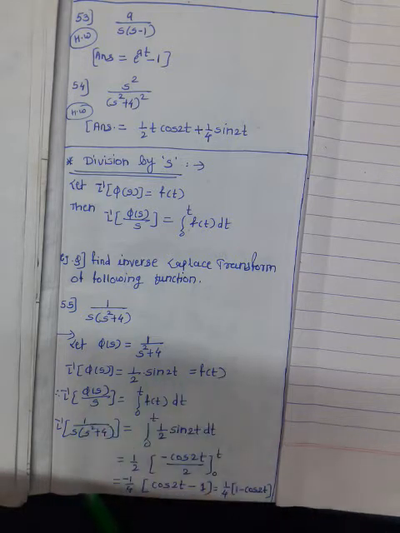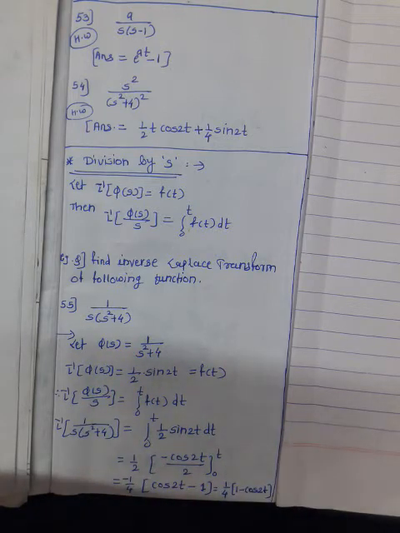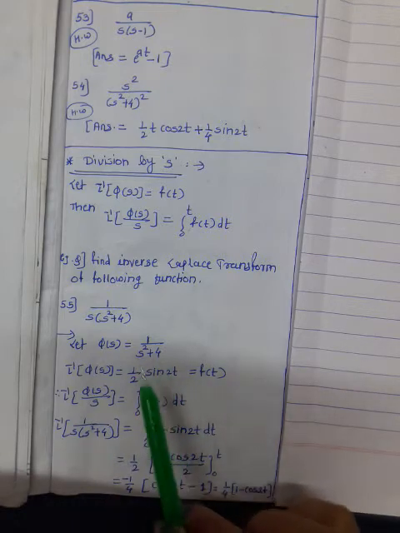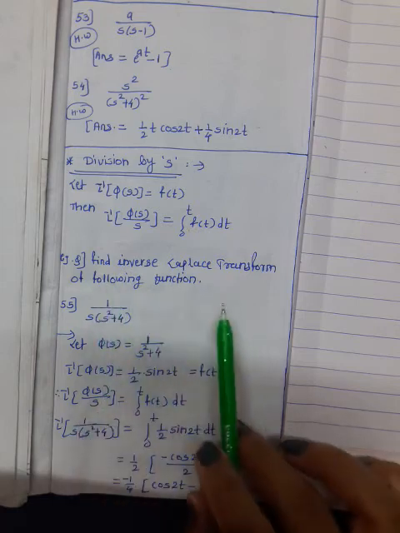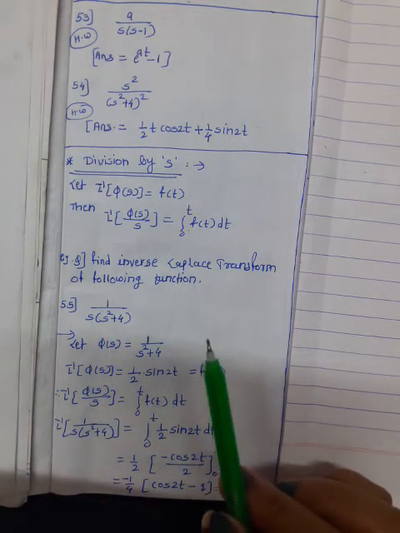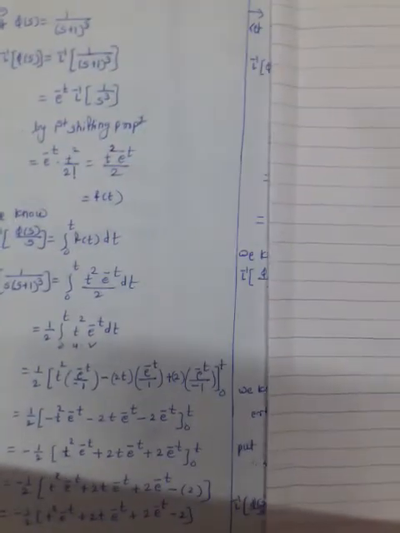This is a very simple example. If you apply the convolution theorem or the partial fraction method, it becomes a lengthy example. That's why you can use this division by s property if in the example they don't ask for any particular method. Okay, now consider the next example.